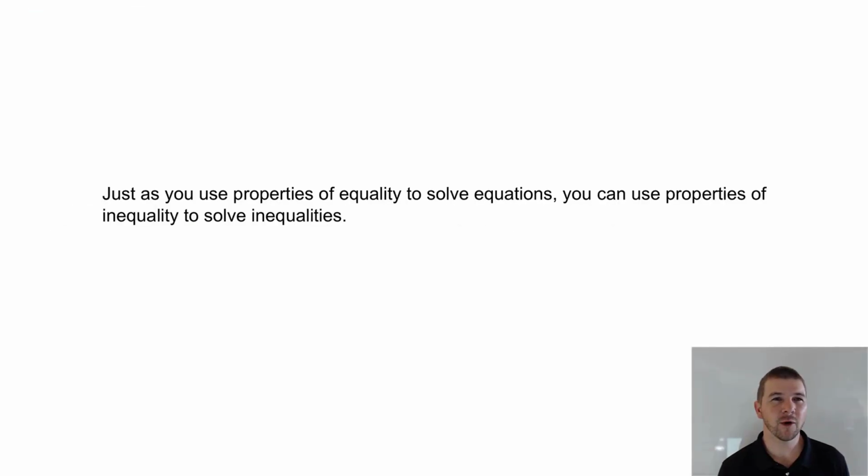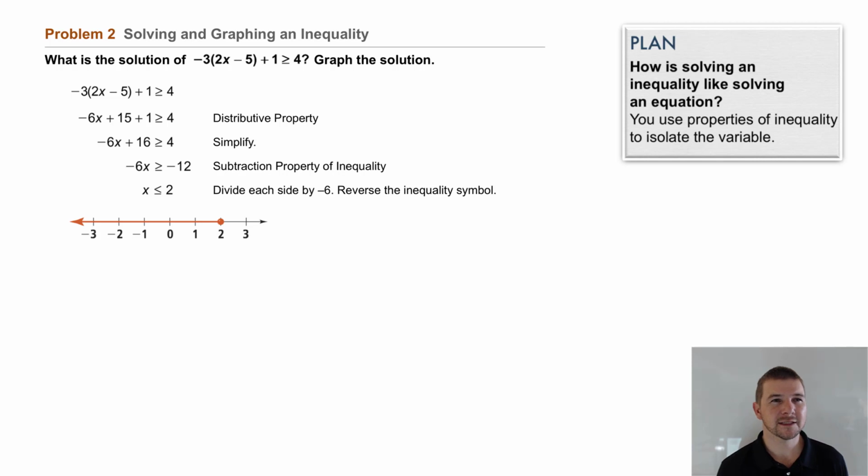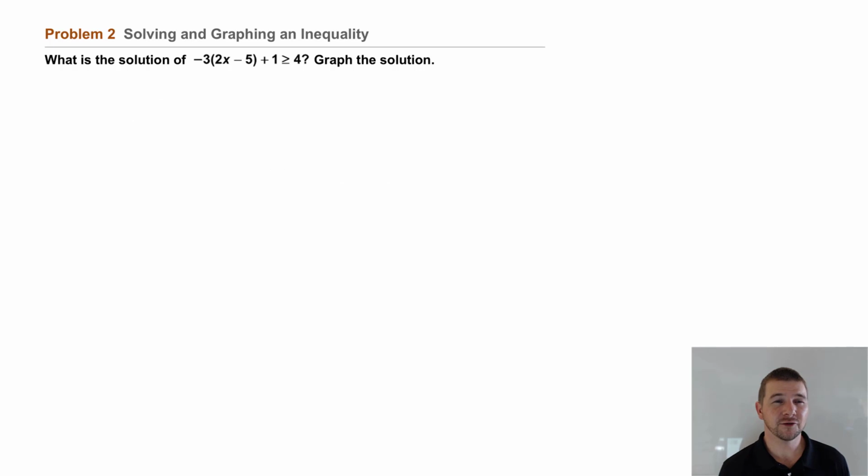Just as you use properties of equality to solve equations, you can use properties of inequality to solve inequalities. Problem 2. Solving and graphing an inequality. What is the solution of negative 3 times the quantity 2x minus 5 plus 1 is greater than or equal to 4? Graph the solution. Well, rewriting the inequality, and then using the distributive property to distribute the negative 3 to the two terms inside parentheses, we arrive at negative 6x plus 15 plus 1 is greater than or equal to 4.